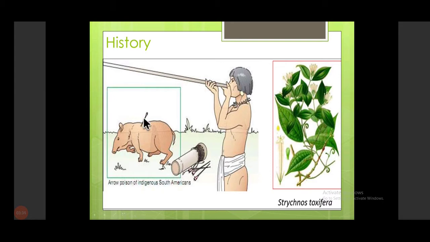In this case, this pig you can see has an arrow on it, and the pig is lying on the ground. That means the pig is not able to move. So these were the earlier uses of curare-like drugs, which were later demonstrated by various physicians and anesthetists and were put to use. The source of the curare was mostly Strychnos toxifera, an ancient plant from which most of the curare used to be extracted.